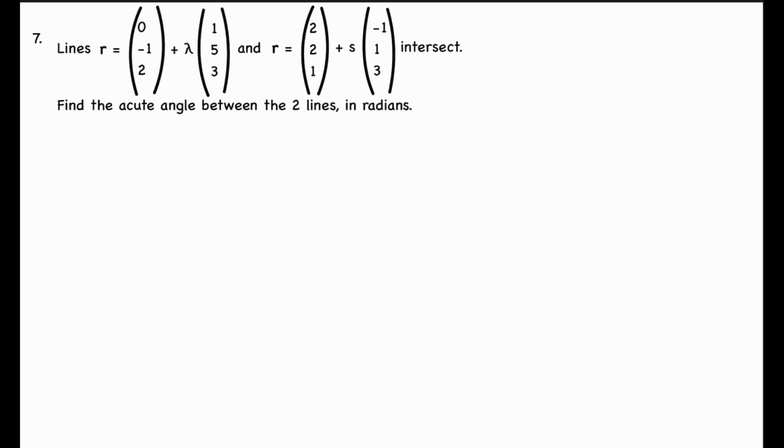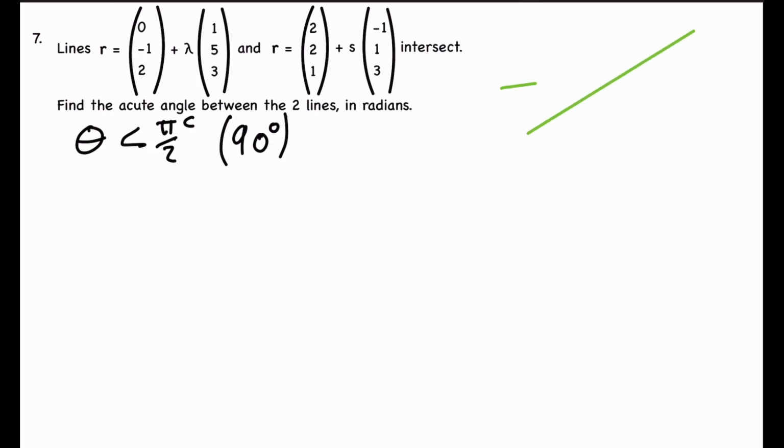The question tells us that there are two lines with the vector equations here and here, and they tell us that they both intersect. They're asking us to find the acute angle between the two lines in radians. So we have theta, because it's an acute angle, is less than pi over 2 radians, which is also 90 degrees. And if we were to draw out the lines, it would look something like this, where this would be the acute angle because it's less than 90 degrees.